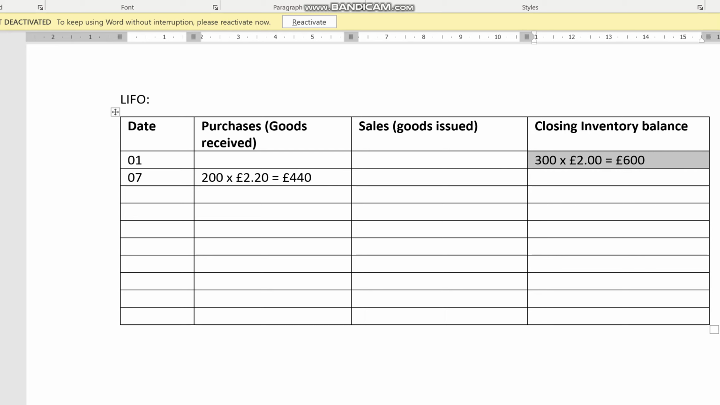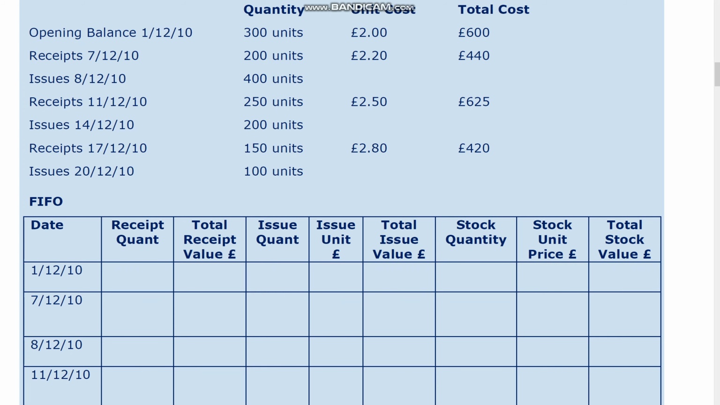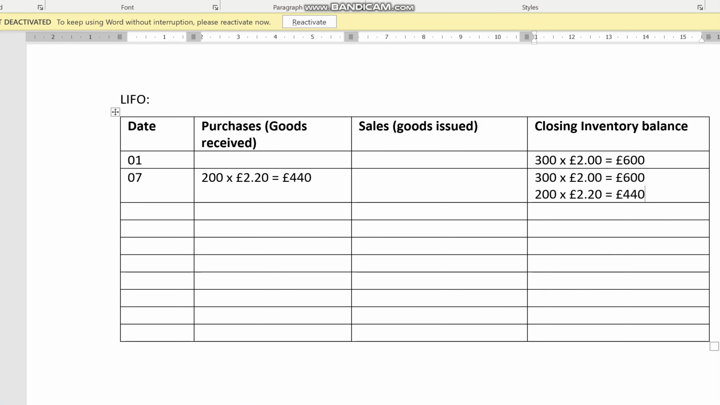So first of all, we have 300 of these units, which I can just copy and paste, plus 200 units at 2.20 each equals 440. So we can say we have now got two lots of inventories. One is 300 units which were purchased at 2 and 200 units which were purchased at 2.2. Then the next transaction happens on the 8th of December when they issued 400 units.